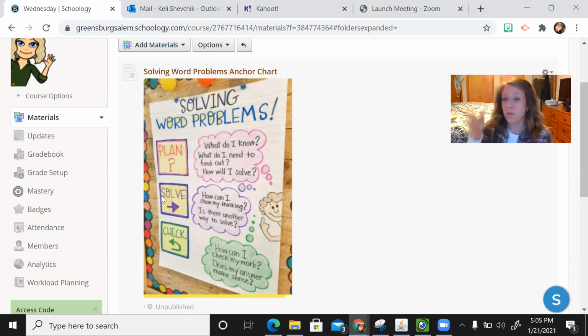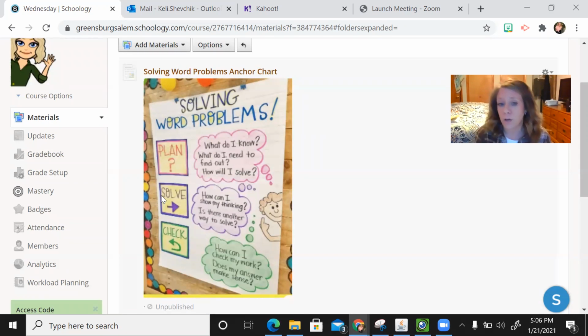When you're solving, you should be thinking of these questions. How can I show my thinking? That's why it's so important to always put your work down so I can follow your thought process of how you decide to tackle and solve the problem. If for some reason you have an incorrect answer, a lot of times that's the best way for me to go back and help redirect your thinking so that you'll get the answer next time.